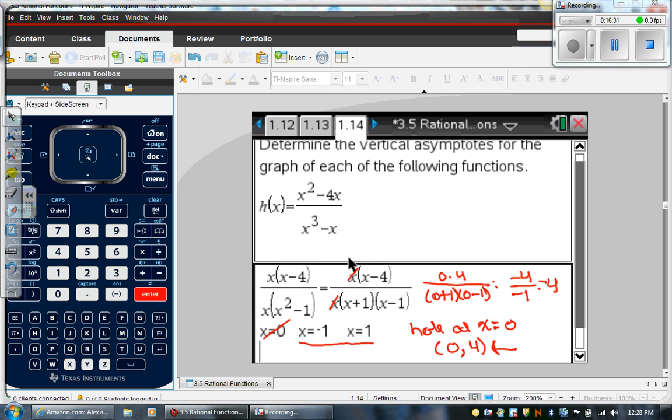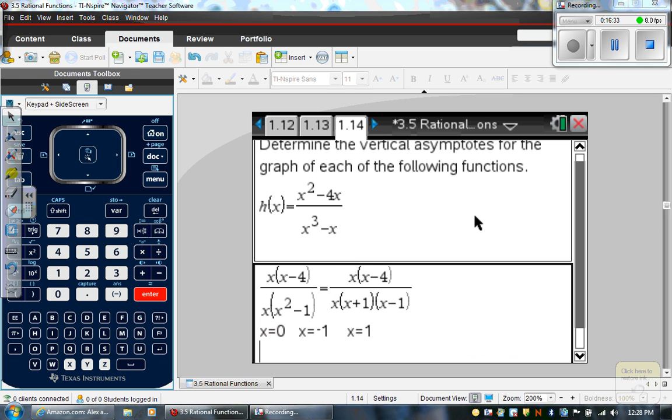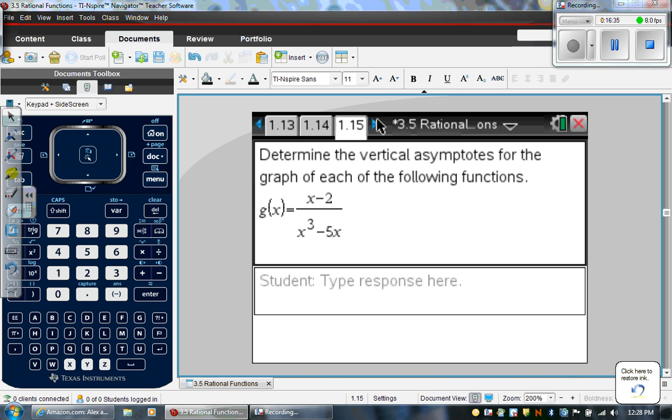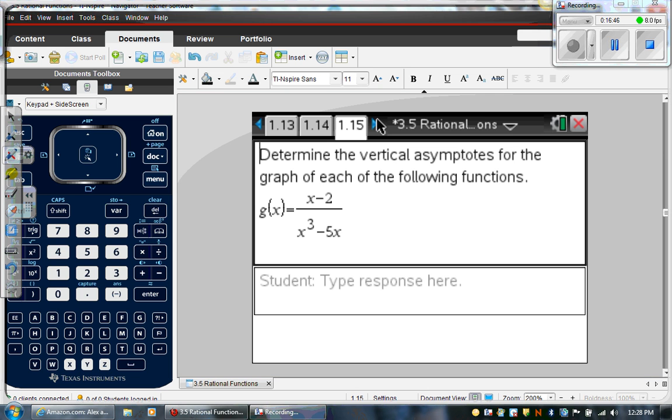Okay, moving on. Okay, I'm going to try one more, and then we're going to stop for the day. So to determine the vertical asymptotes, again, we're going to factor everything that we can. So you get x minus 2 in the numerator, and x times x squared minus 5 in the denominator.